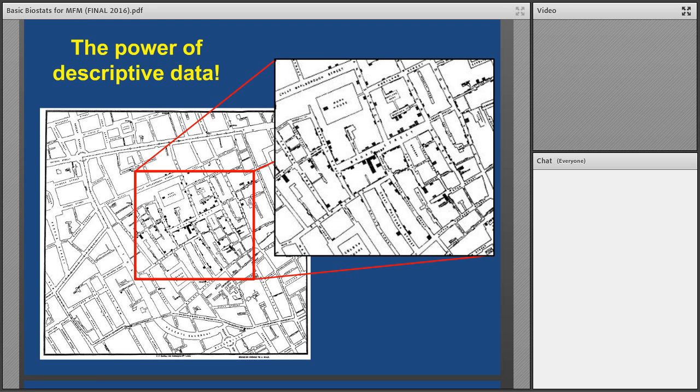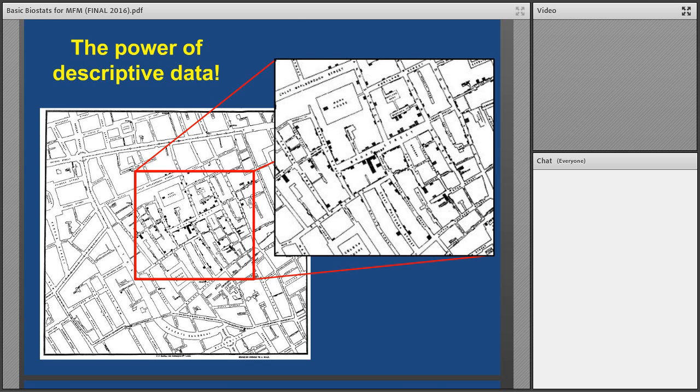And what this demonstrates is that there's a clustering around the center here of cases. And this allowed him to say, hey, this cluster is associated with one water pump within this location in London. And that enabled them to figure out where the source of the cholera epidemic was at this time. So this is how descriptive statistics can be very powerful.